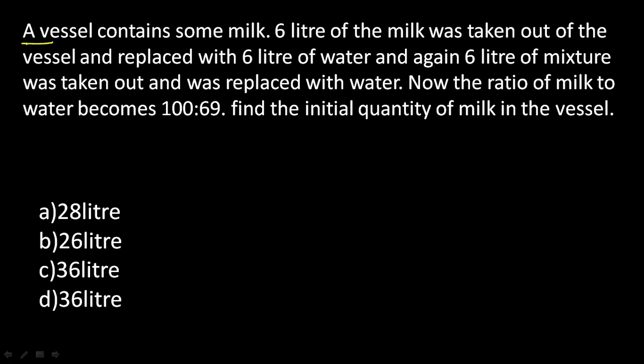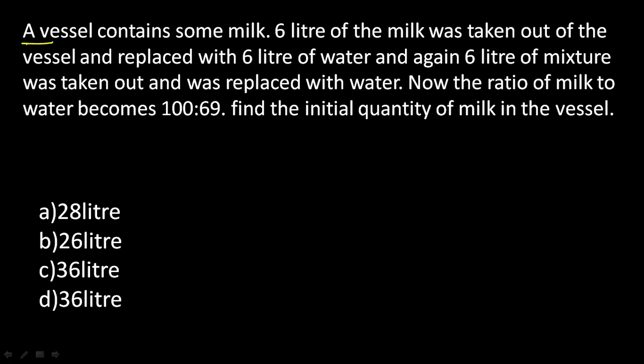And a vessel contains some milk. 6 liters of milk was taken out of the vessel and replaced with 6 liters of water. And again 6 liters of mixture was taken out and it was replaced with water. Now the ratio of milk to water becomes 100:69. Find the initial quantity of milk in the vessel.